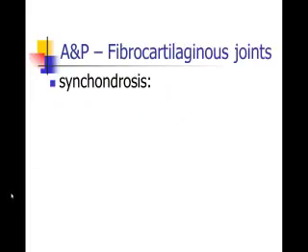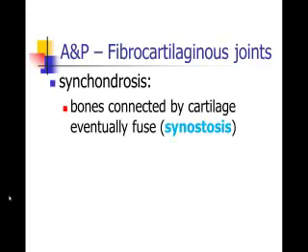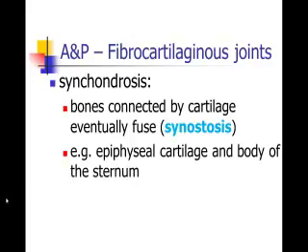Now for the fibrocartilaginous joints, we have synchondroses. These start out with the bones being connected by cartilage, but eventually the bones fuse and become solid with respect to each other, and they become a synostosis. There are a bunch of examples of this. The epiphyseal cartilage in long bones, well, all bones actually. In the epiphyseal cartilage, that becomes bone, and the epiphysis and diaphysis fuse.